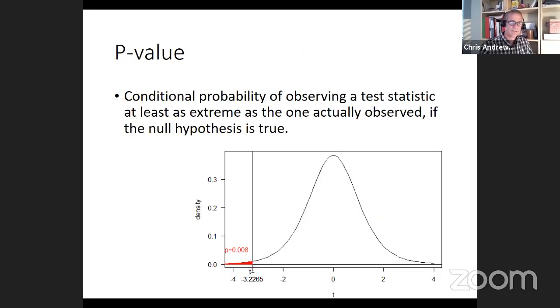I'll go back to that slide in just a minute, but the idea is this is the distribution that we expect if the null hypothesis is true. And we got something way out here in one end.